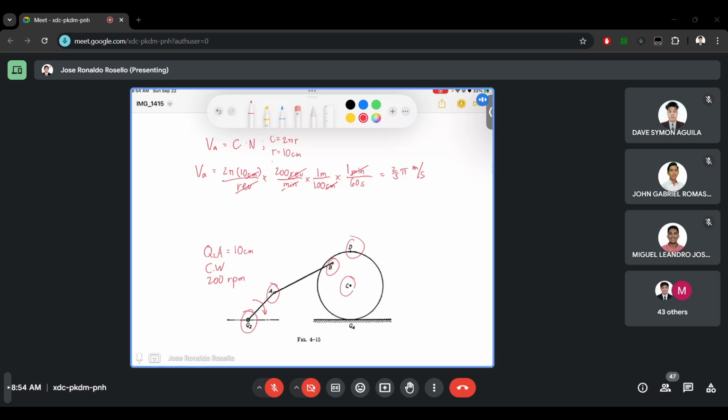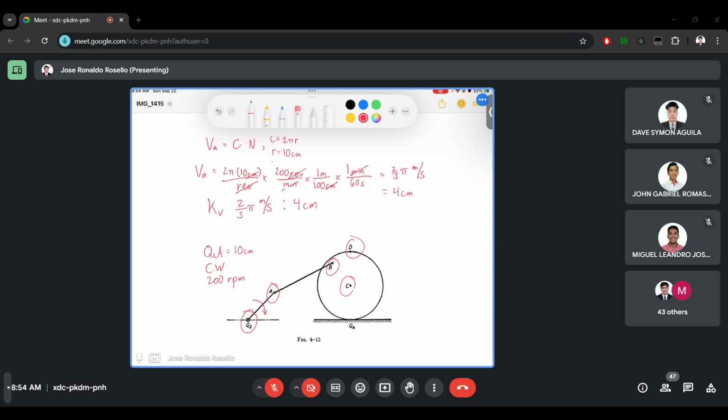Then to draw velocity A, we will have to determine a velocity scale. So let's say velocity scale is for every 2/3 pi meters per second, we will have 4 centimeters in length ng vector. So meaning, ang VA is equal to 4 centimeters na. Kasi pag multiply natin yan, mag-cancel na yan. Okay. Now we have 2/3 pi meters per second as velocity A.